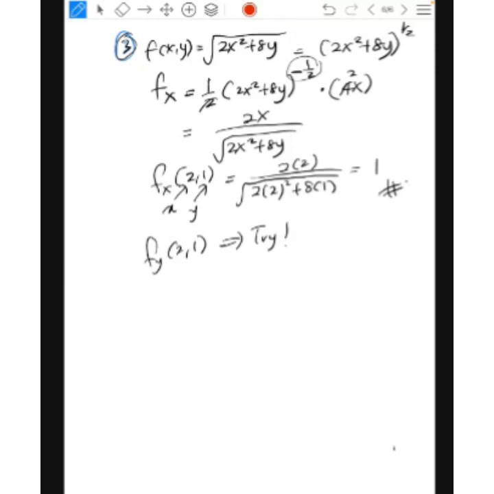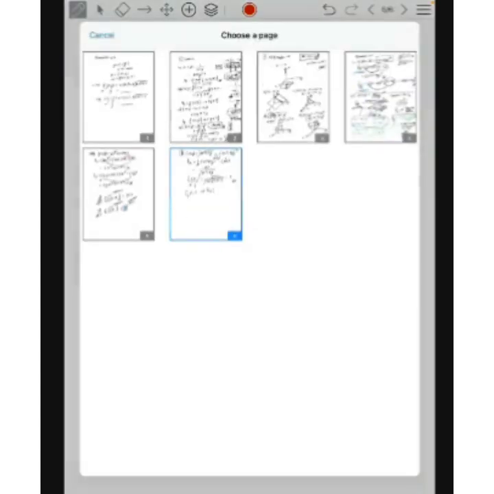Okay, now question number 4 is higher derivative. Higher derivative means either fxx, fyy, fxy, and so on. Okay, it depends on how many variables there are.